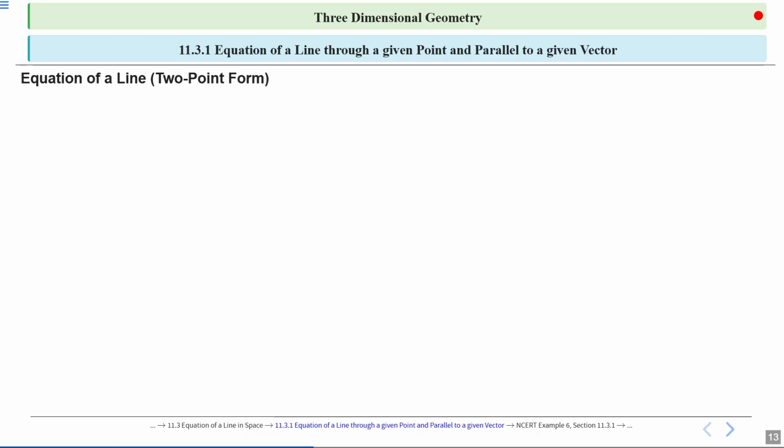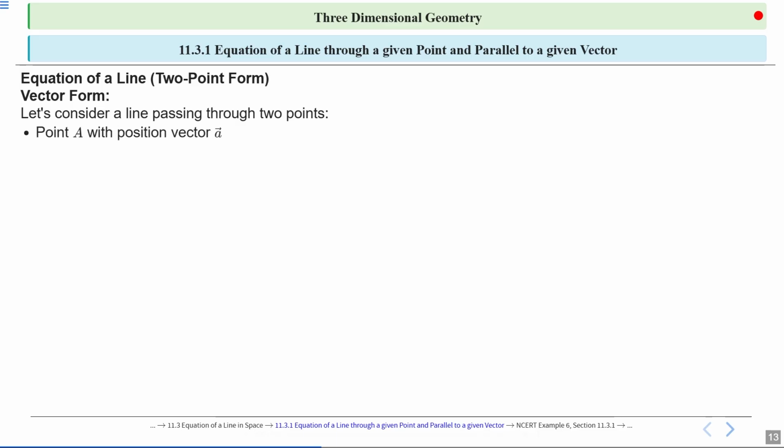We will discuss now the equation of a line when 2 points are given to us. Okay, so now we are going to learn the equation of a line in 2-point form. First of all, we will discuss the vector form of a line. Let's consider a line passing through 2 points, point A with position vector A and the second point B with position vector B.